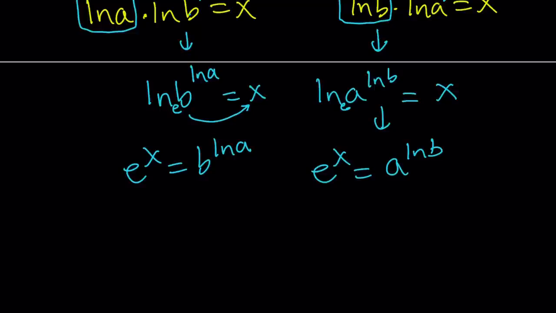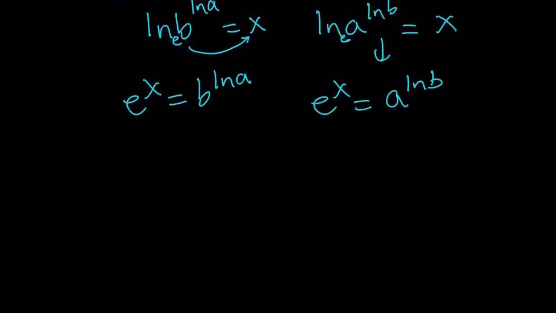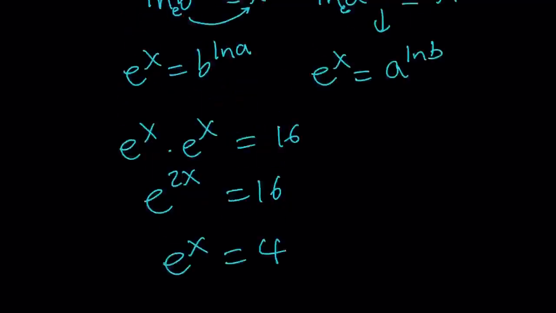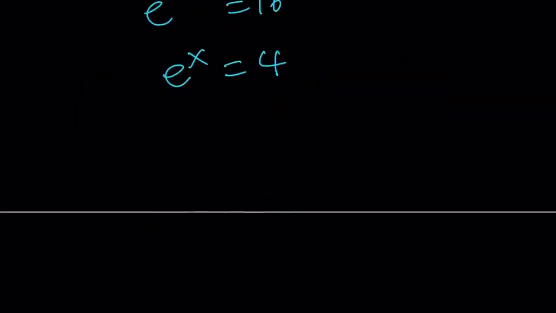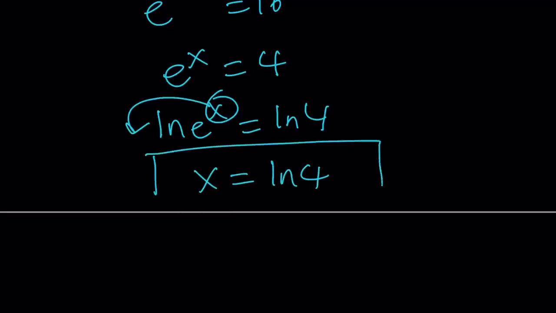Now, what do I have? I have that their product is equal to 16, so a to the power ln b is e to the x times e to the x is equal to 16. e to the power 2x is equal to 16. Square root both sides, e to the x is equal to 4. How does that help? What was I trying to find? I was trying to solve for x because guess what? This is what I'm looking for. So you can use ln both sides again, right? ln, and we get x times ln e, which is 1, x equals ln 4. So that's verified one more time.